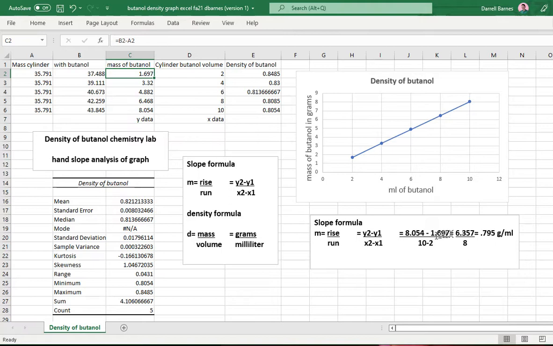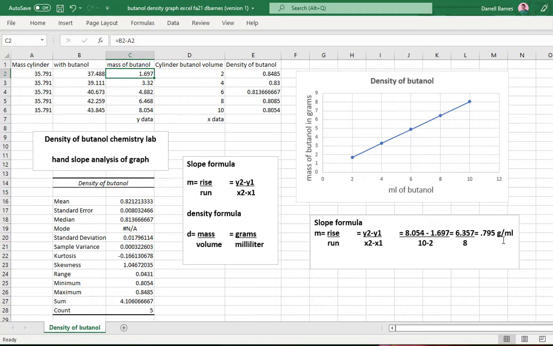So, 8.054 minus 1.697 divided by 10 minus 2, 6.357 divided by 8 gives a value of 0.795 grams per milliliter. When I look up the value for the density of butanol, it's about 0.81 grams per milliliter. This is not too bad.